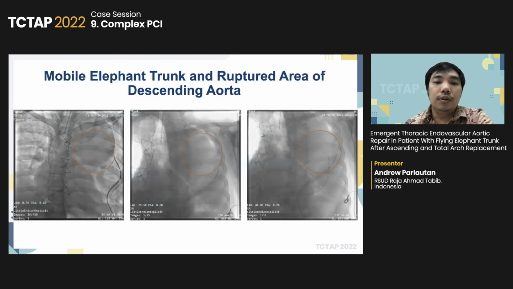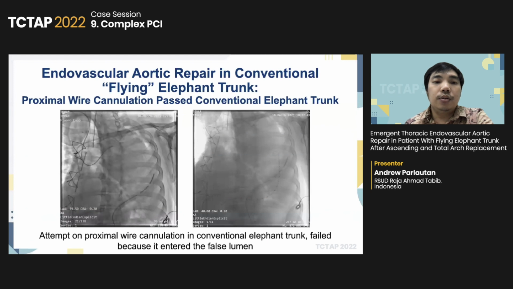This is the procedure. After the surgery, the patient was sent to our cath lab, and we can see from the first video that the elephant trunk from the proximal part was very mobile. We can also see there is a contained rupture in the ascending aorta. At first, we tried to cannulate the distal part from the proximal. We tried several times, but unfortunately the attempt failed because the wire always entered the false lumen into the rupture part.